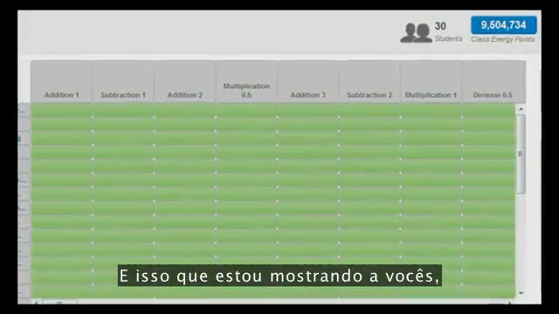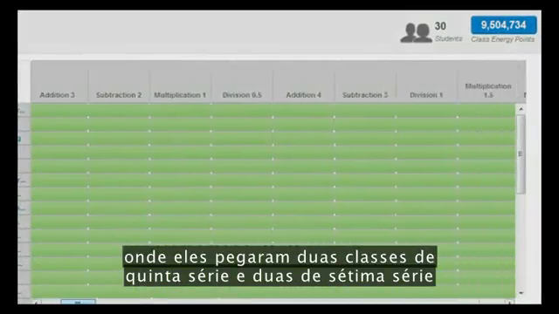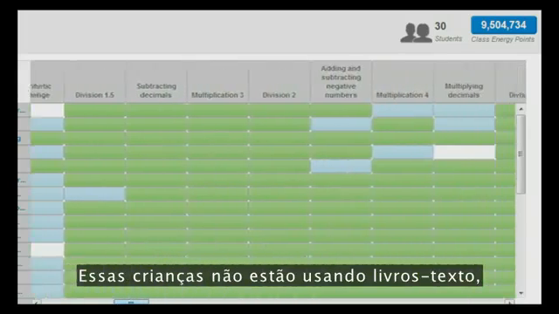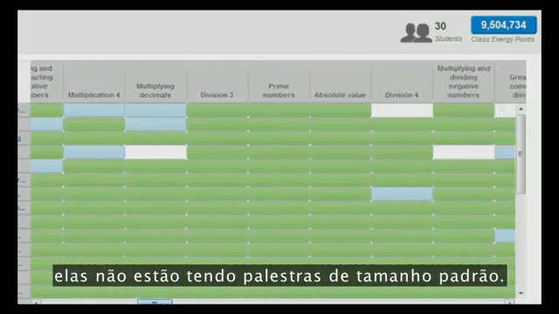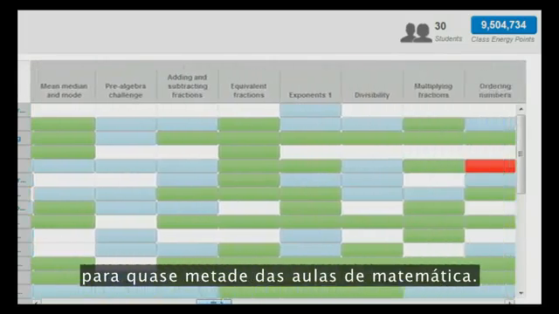And so what I'm showing you here is actually data from a pilot in the Los Altos School District, where they took 2 5th grade classes and 2 7th grade classes and completely gutted their old math curriculum. These kids aren't using textbooks, they're not getting one-size-fits-all lectures, they're doing Khan Academy, they're doing that software for roughly half of their math class.